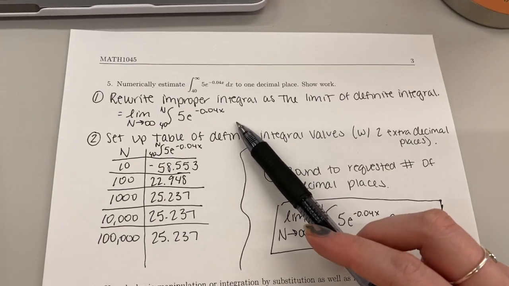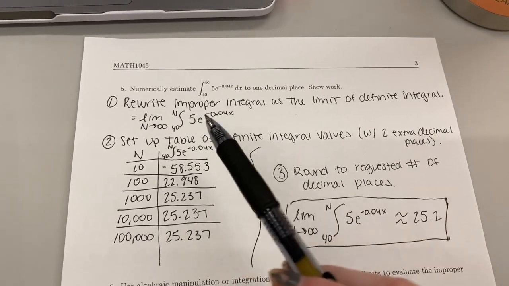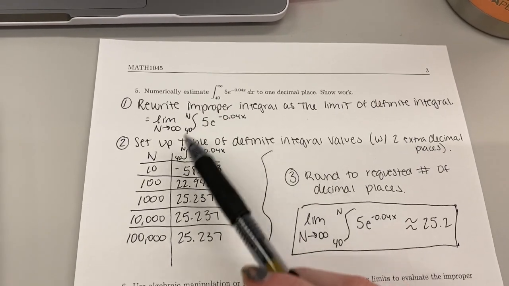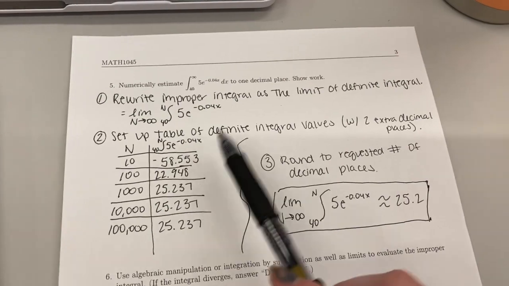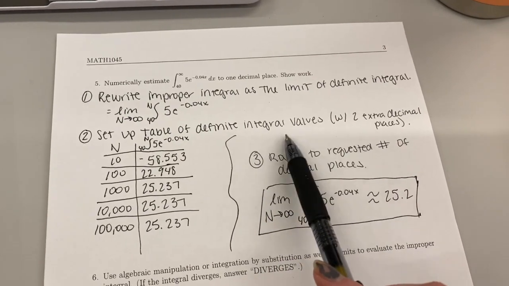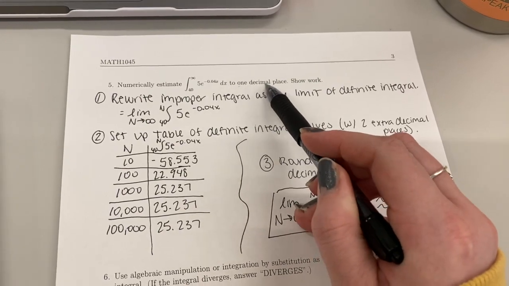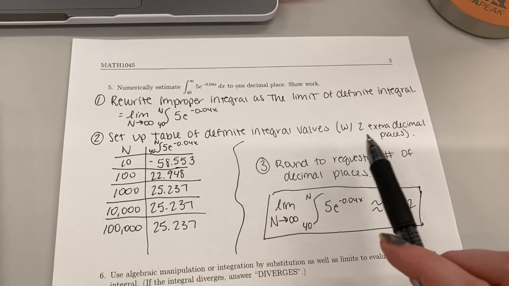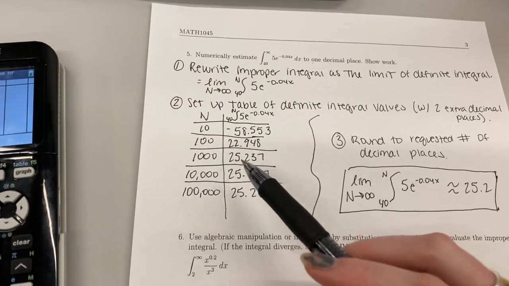Okay, so now for number 5, we're going to numerically estimate this integral. So step 1, rewrite the improper integral as the limit of the definite integral. So basically you just write it in the limit notation once again. Step number 2, you're going to set up a table of the definite integral values. And so right here it's asking us to do it to 1 decimal place. So we're going to add 2 extra decimal places to 3 decimal places.